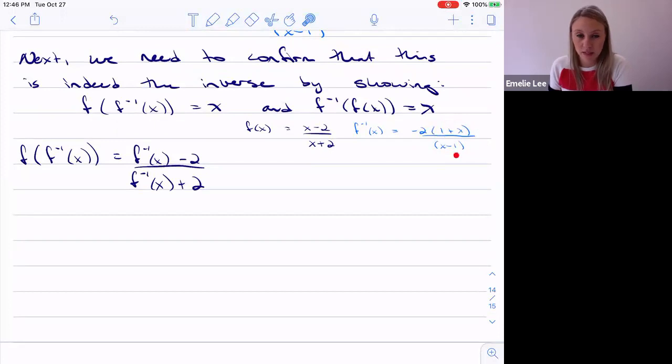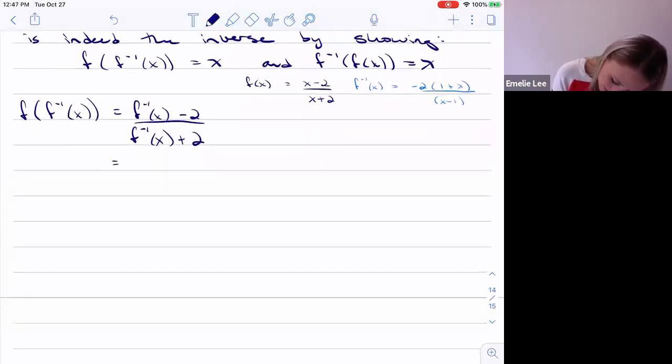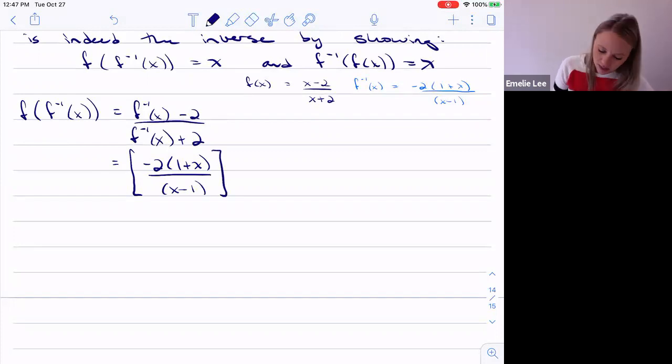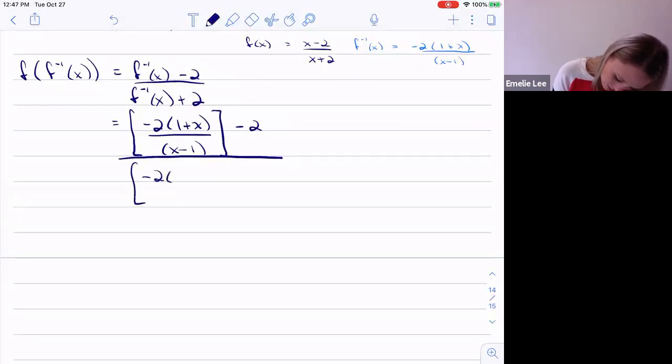Then I'm going to take this step and plug in this function. This is going to get nasty, right? It's going to get really nice and big, but then it's going to slim down, and what we anticipate if we've done things correctly is that an x is just going to fall out. So this becomes, and for the f inverse, negative 2 times (1 plus x) over (x minus 1). I'm going to put big square brackets around it just to keep them separate for a bit. Divided by negative 2 times (1 plus x) over (x minus 1), plus 2.